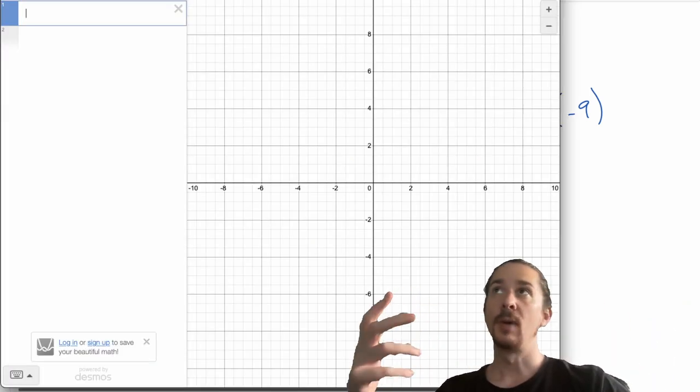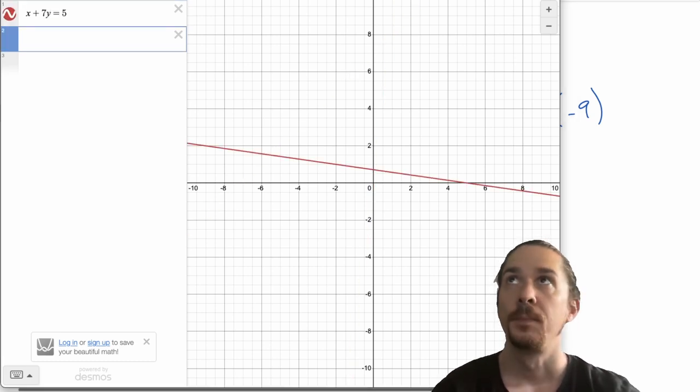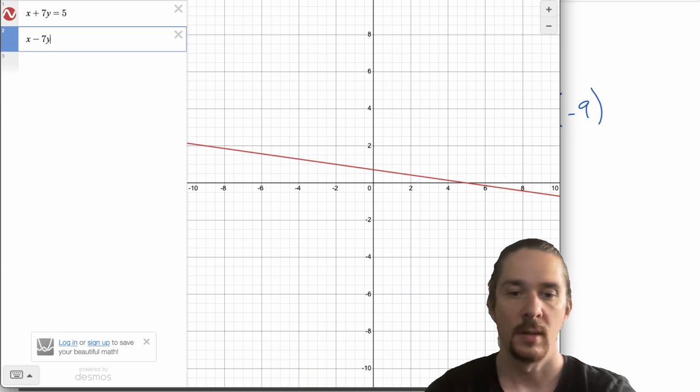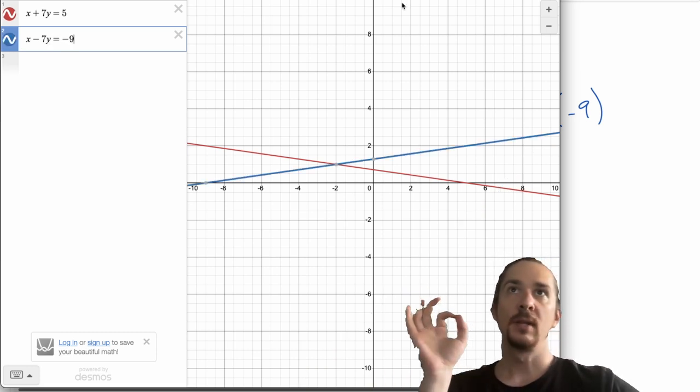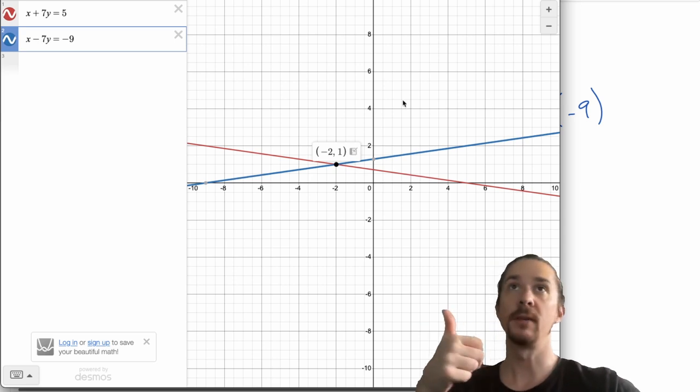Just for fun, I want to graph each of these. x plus 7y equals 5, and x minus 7y equals negative 9. And we can see that the point of intersection of these two is where x is negative 2 and y equals 1. So we're definitely on the right track.